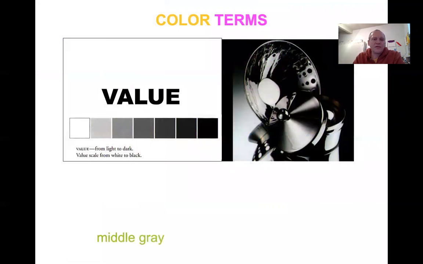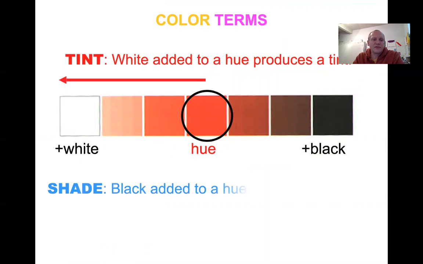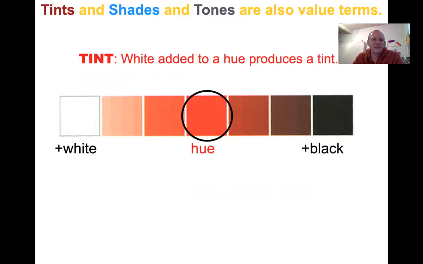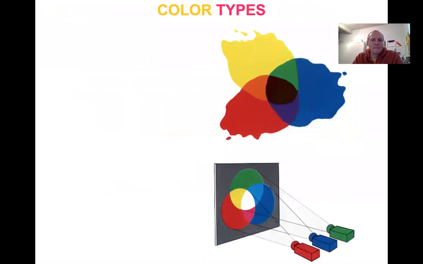We know about value. We know about tint, shade, and tone. Again, tint adds white, shade adds black, tone adds gray. I think I'll stop there at the types of color.